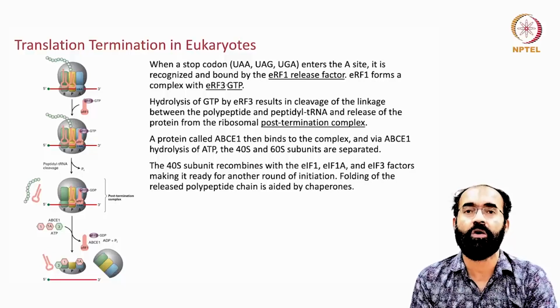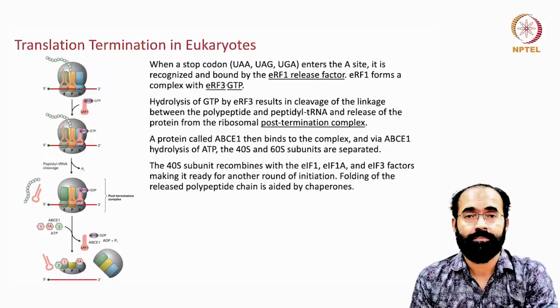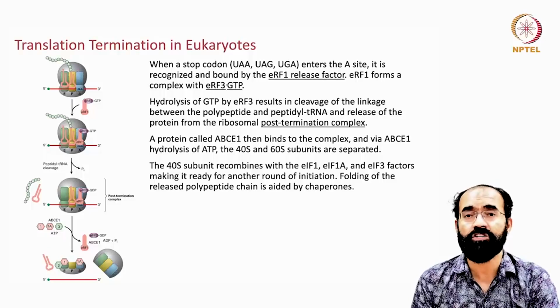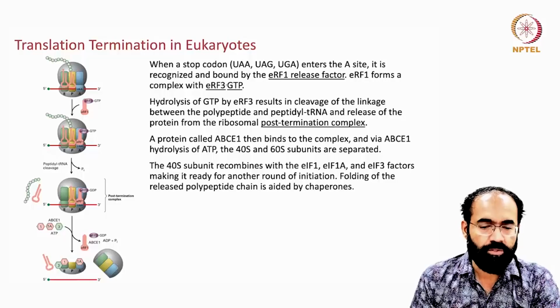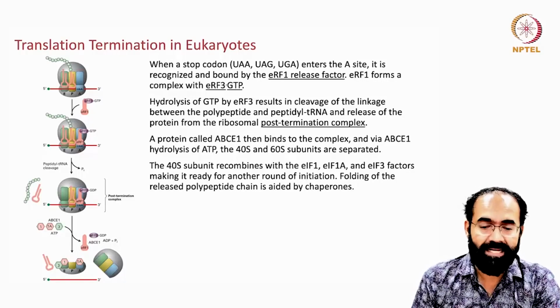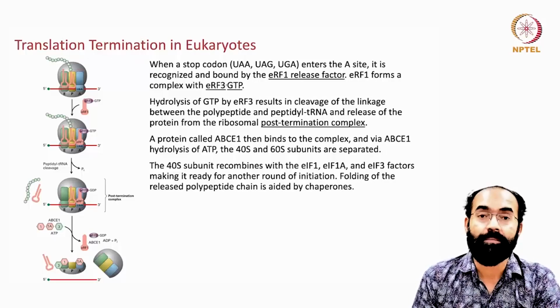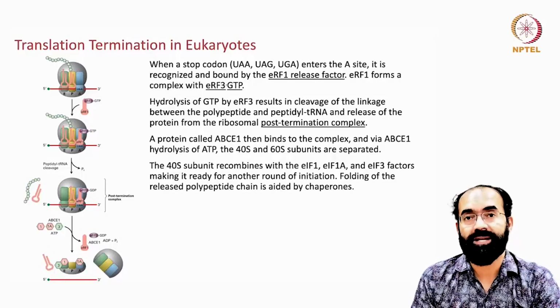It will never see, it will come all the way till the tip of the mRNA, and at that time the complex cannot accept ERF1 because there is no stop codon. So a stop codon is a must for the entry of ERF. The hydrolysis of GTP present on the ERF3 results in the cleavage of the linkage between the polypeptide and peptidyl tRNA and releases the protein from the ribosomal complex, which we call the post-termination complex.